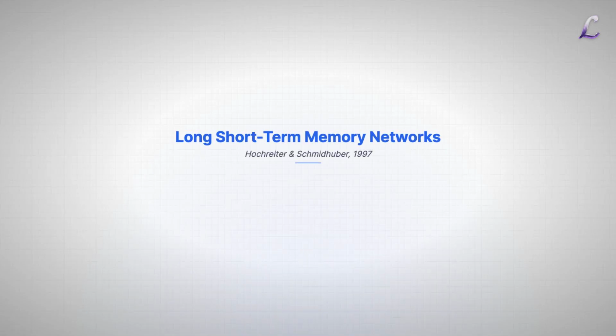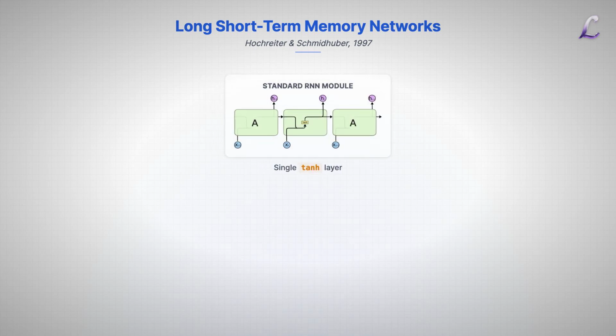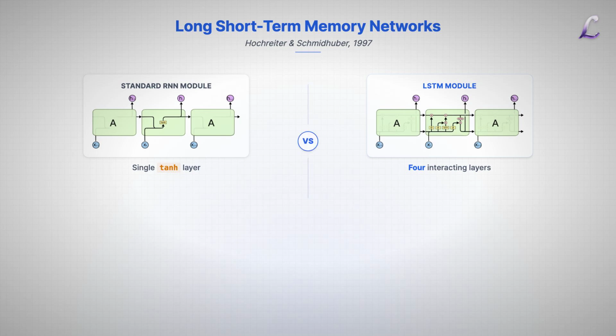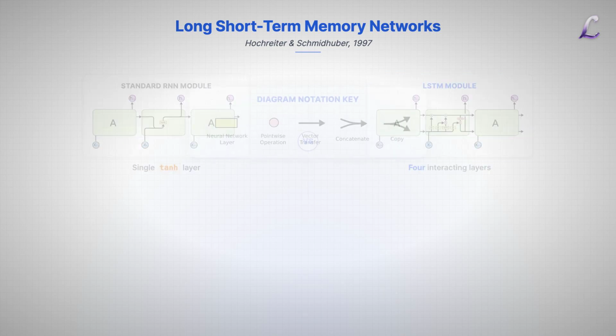Long short-term memory networks, introduced by Hochreiter and Schmidhuber in 1997, were designed explicitly to solve the vanishing gradient problem. Let's compare the architectures side by side. A standard RNN module is simple: concatenate the previous hidden state and current input, pass through a single tanh layer, output the new hidden state. One nonlinearity, one learnable transform. The LSTM module is dramatically different. It contains 4 neural network layers, 3 sigmoid gates and 1 tanh layer, interacting through a carefully designed information flow.